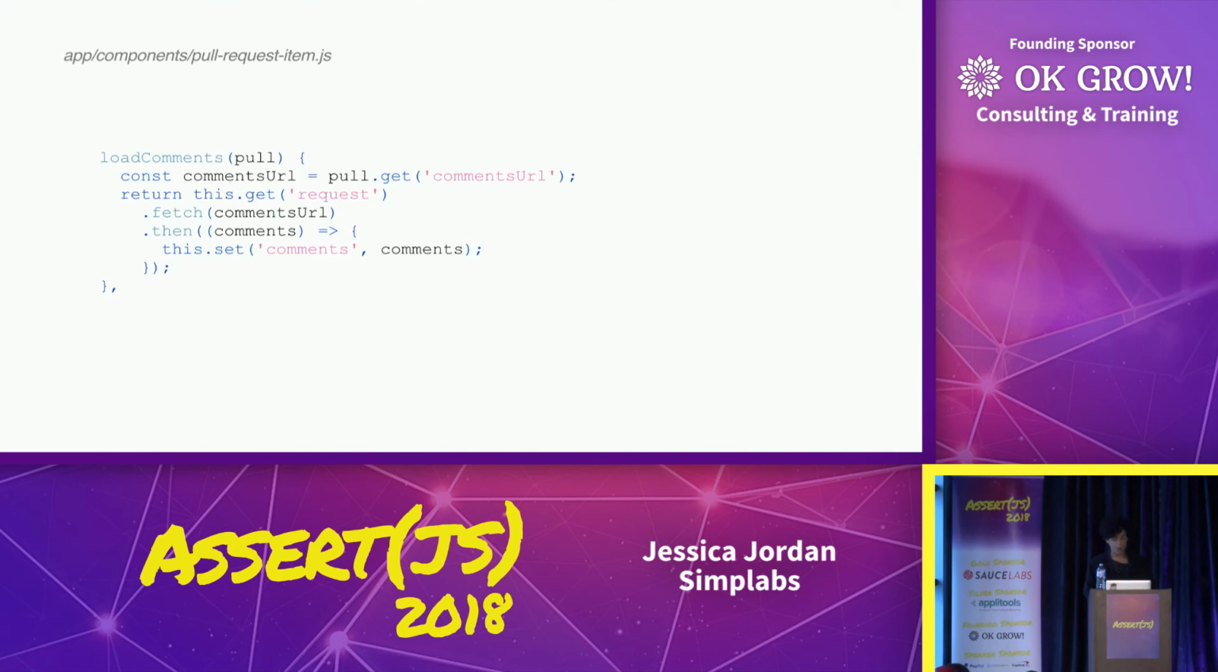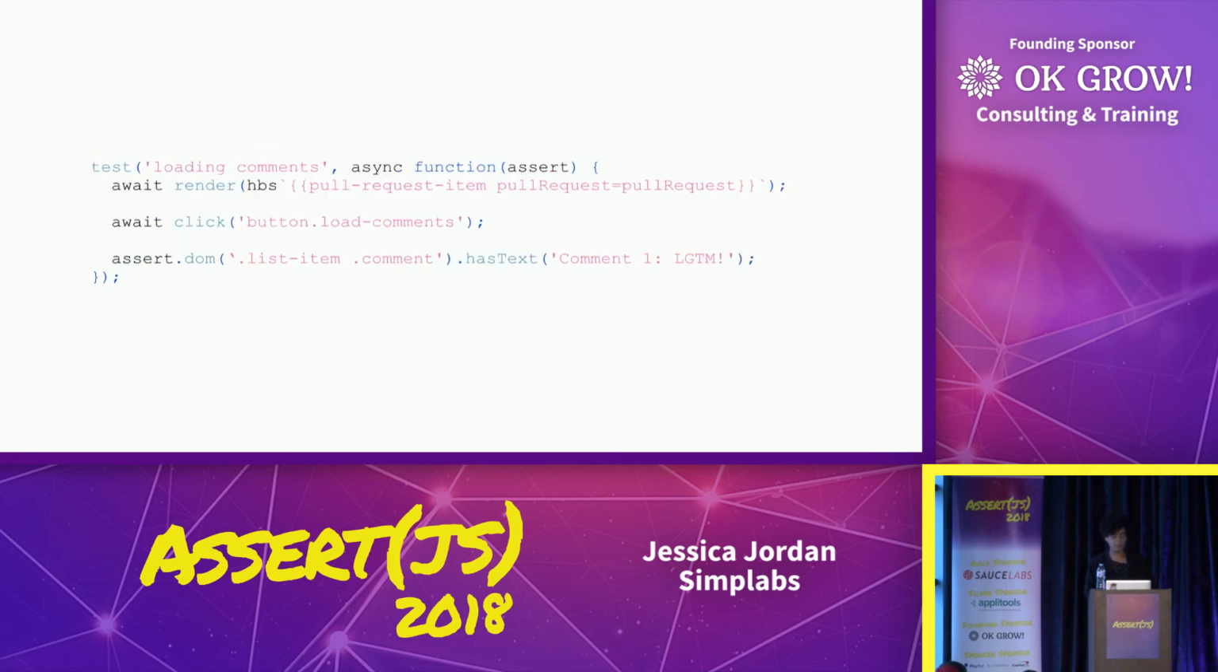Let's imagine in our demo application, we would also like to load comments for a specific pull request. The user can click on a button, and once they click on the button, this action load comments is triggered. What it will do is get a URL that is related to the pull request from the GitHub API, and then use a service with a fetch method to make an HTTP request, which will return a promise that will resolve once the data is back and will then set the data on the context of the component.